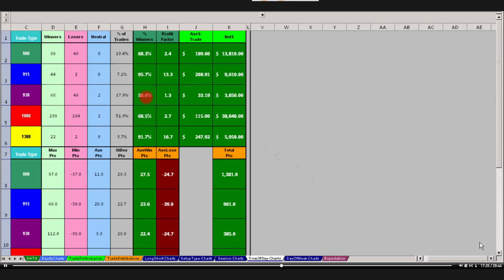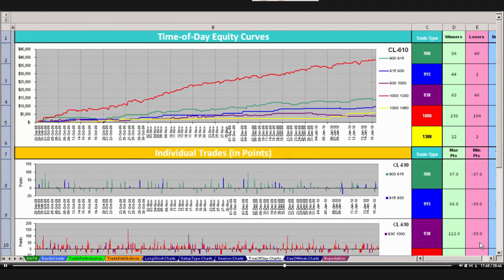And so maybe that's a great time to go take your coffee break and come back and trade a little later in the day. So hopefully you can see that that's a pretty powerful way to analyze those trades and optimize your time when you're in there trying to make money while you're trading.